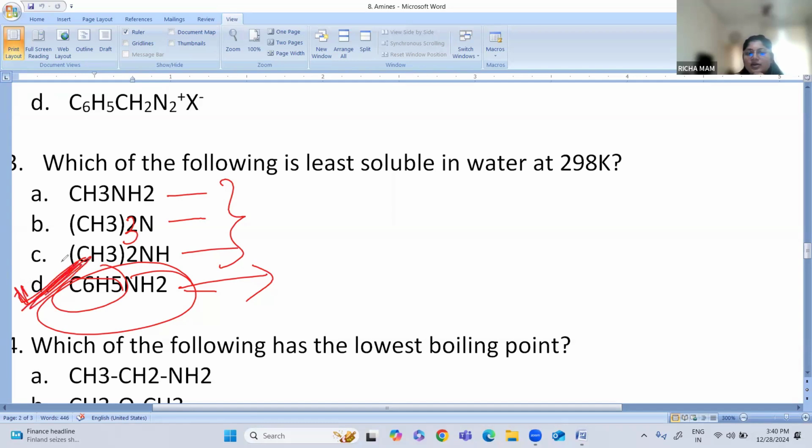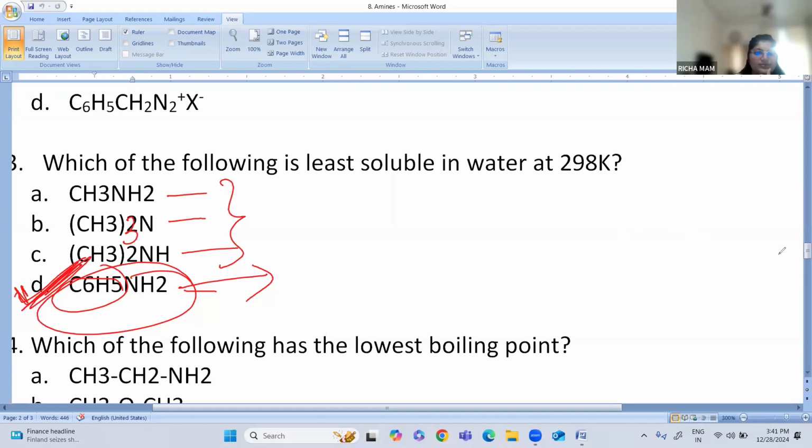For a compound to be soluble in water, it should form hydrogen bonding. Because there is a large hydrocarbon part, it will retard the hydrogen bonding formation. So aromatic amines are insoluble in water. Remember that aromatic amines retard the formation of hydrogen bonding. So option number D.